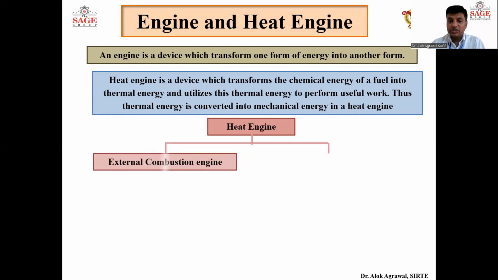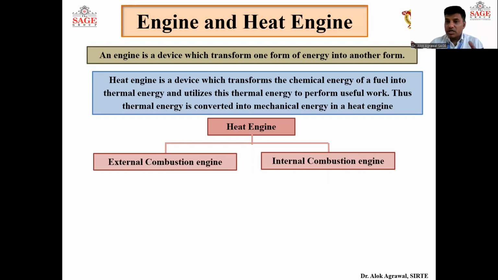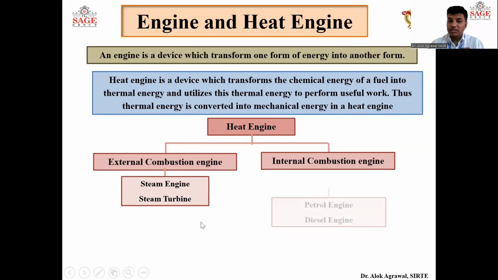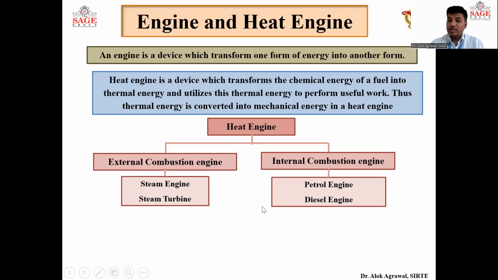Now, heat engines are generally classified as either external combustion engine or internal combustion engine. See, what is combustion? Burning of fuel is known as combustion. So, if the fuel burning takes place inside the engine, we call it an internal combustion engine. And if the burning of fuel takes place outside the engine, we call it an external combustion engine. External combustion engine examples are steam engine and steam turbine, whereas internal combustion engine examples are petrol engine and diesel engine that we are using in our day-to-day life.